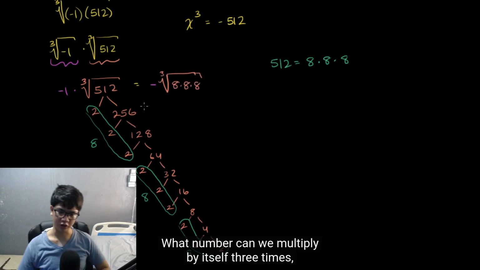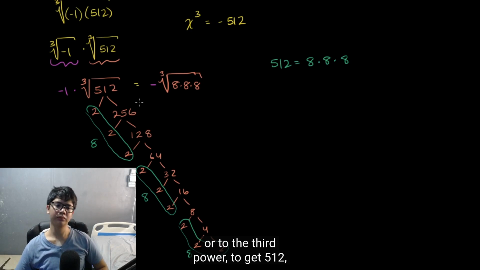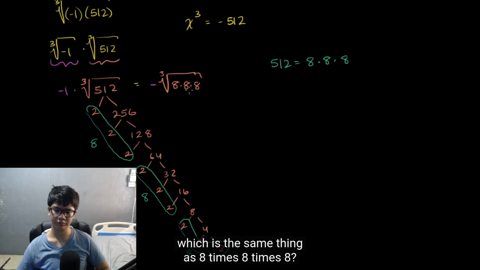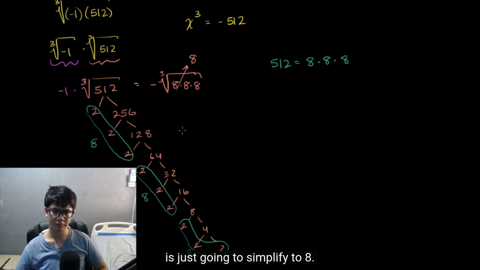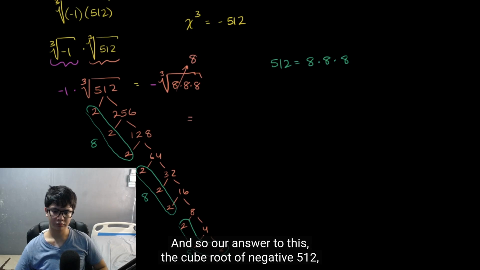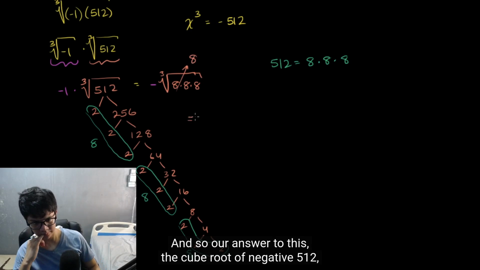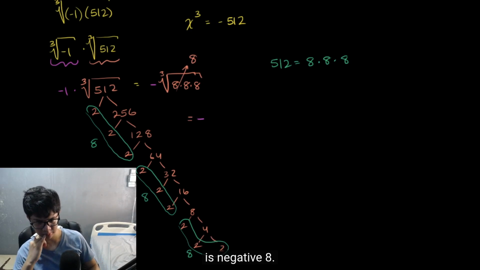So we're asking our question, what number can we multiply by itself 3 times, or to the third power, to get 512, which is the same thing as 8 times 8 times 8? Well, clearly, this is 8. So this part simplifies to 8. And so our answer, the cube root of negative 512, is negative 8. And we are done.